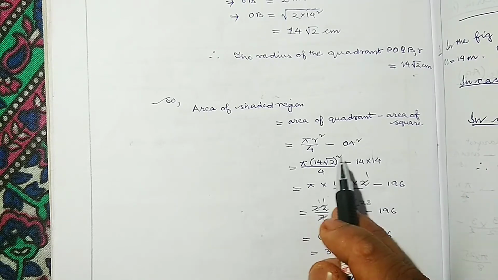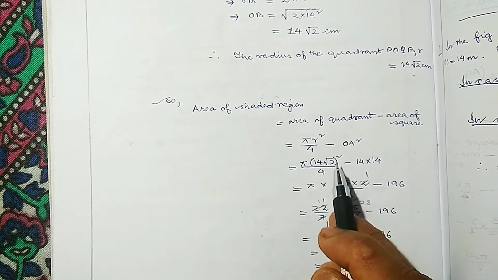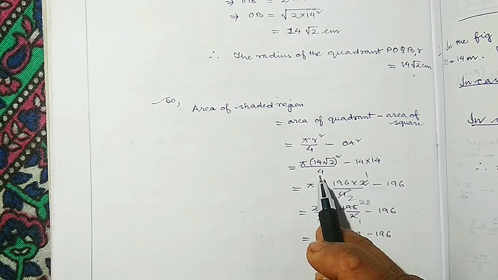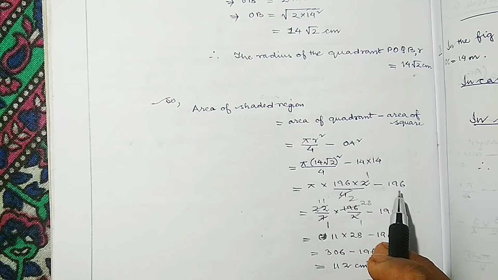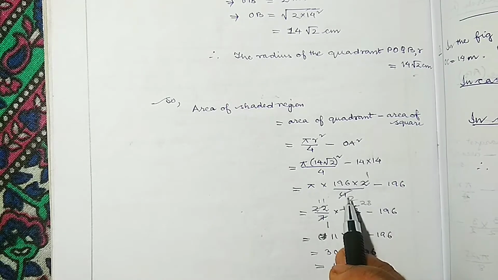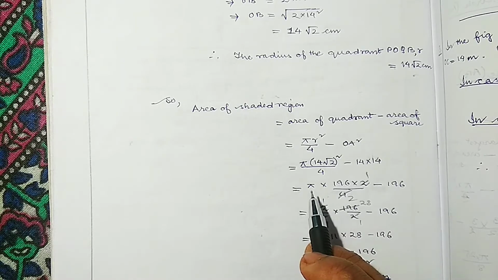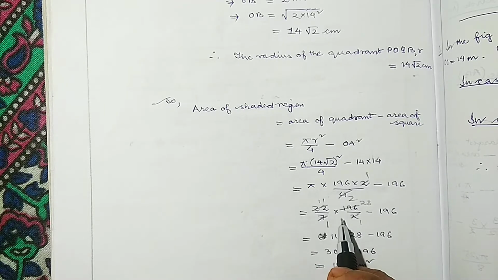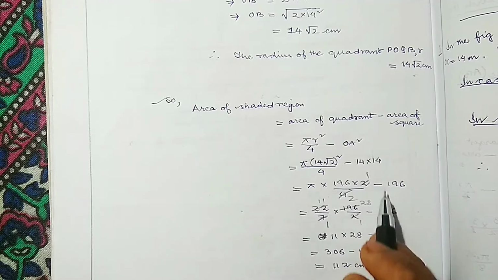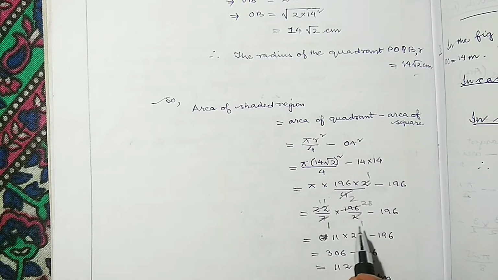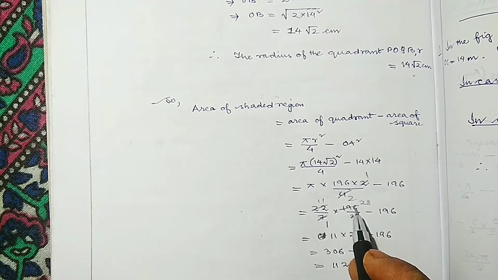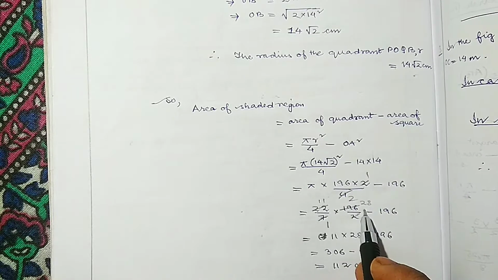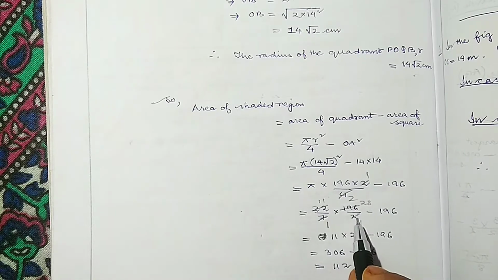Now pi, 14 square is 196, root 2 square is 2, divided by 4, so it will remain 4, minus 14 into 14, 196. Now these 2 and 4 can be cancelled, we get 2 here. Now we are replacing pi with 22 by 7 into 196 by 2 minus 196. Now if I cancel 7 and 196, 7 2s are 14, 7 8s are 56. So on cancelling 196 by 7, we get 28 here, and 22 and 2 can be cancelled, we get 11.